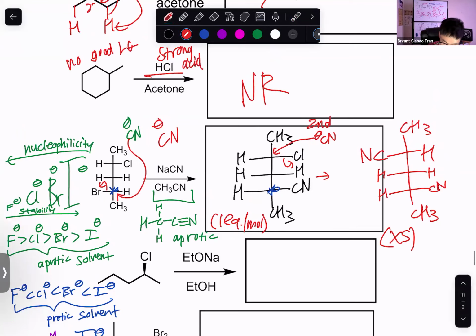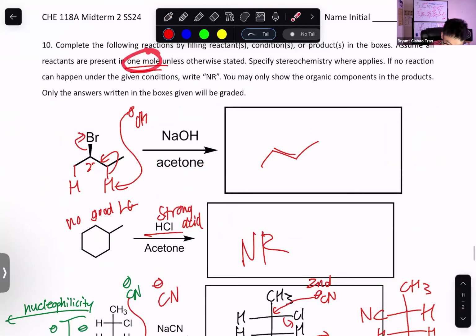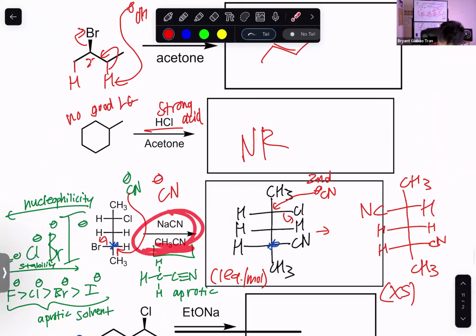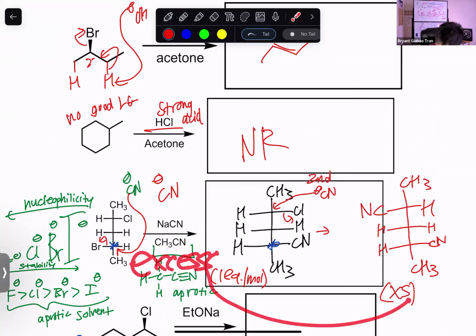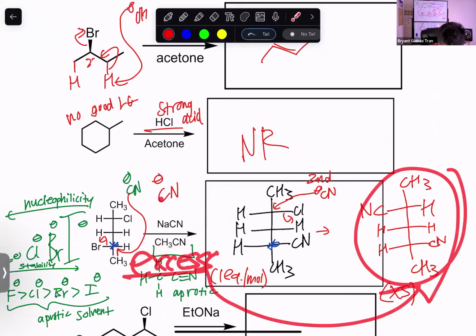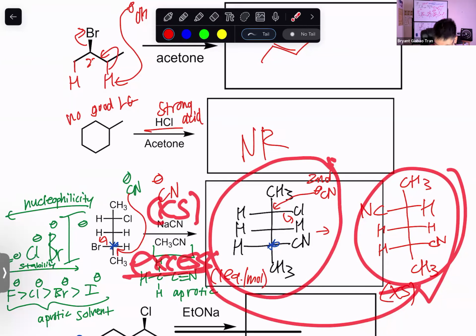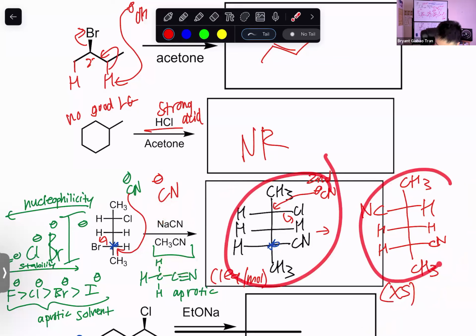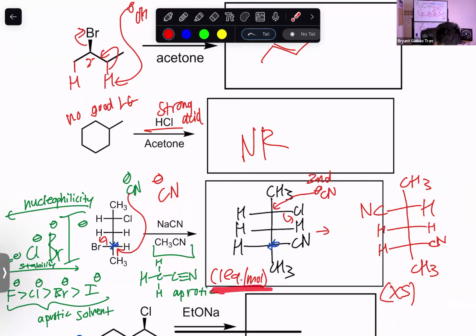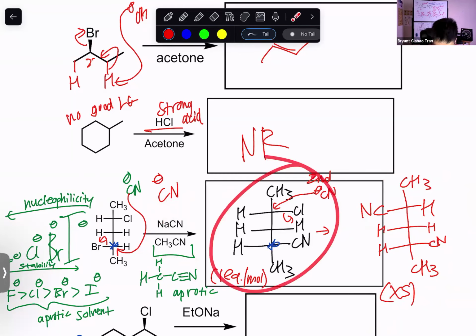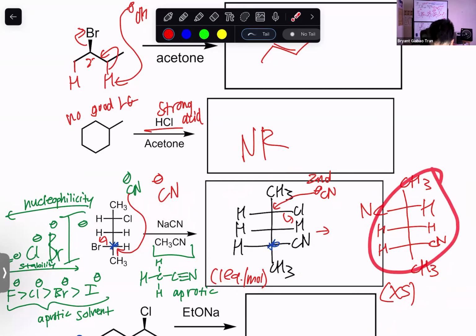I would stick with 1 equivalence, 1 mole because of the directions here. And I don't see excess in the reagent arrow, because the professor would say excess, which would lead to this answer here. But because it didn't say excess or XS, then I would stick with this here. Or you could draw both and label them as 1 equivalence and excess. Then you'll show your TA or whoever grades it that you know that this is the answer in 1 equivalence, 1 mole, and this is the answer in excess.